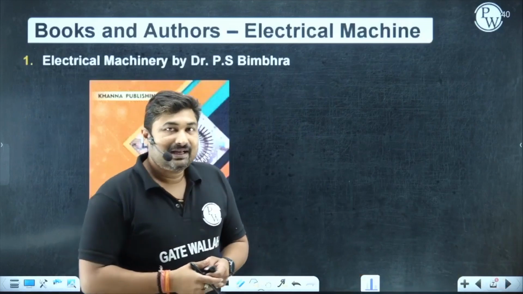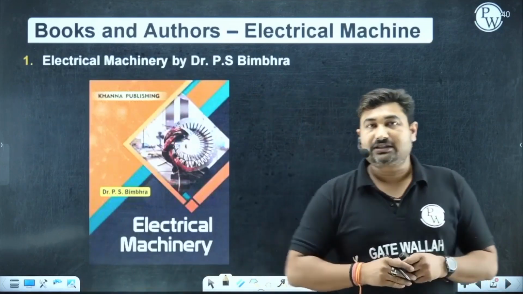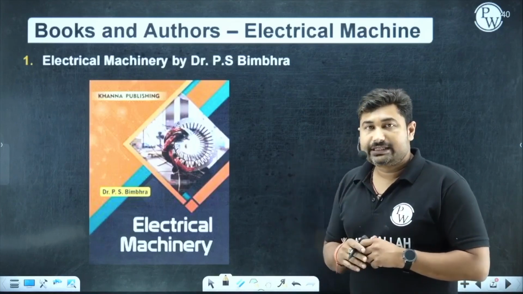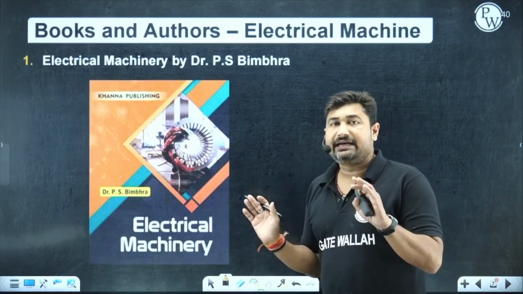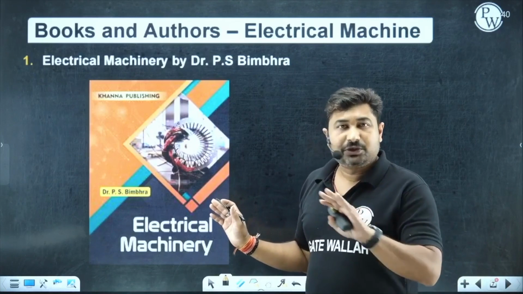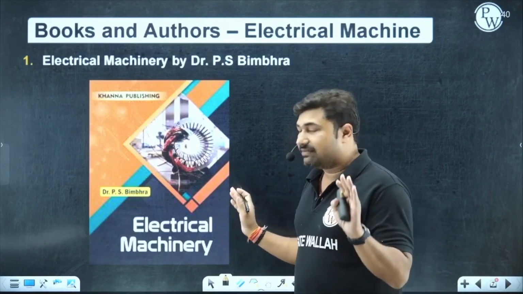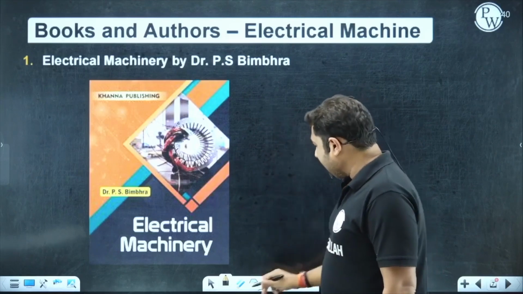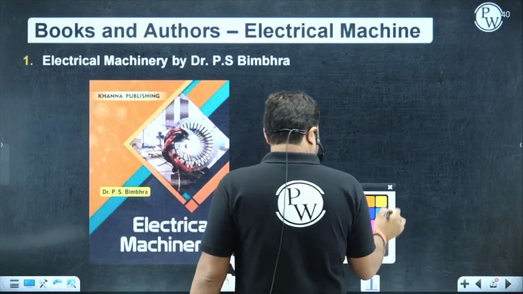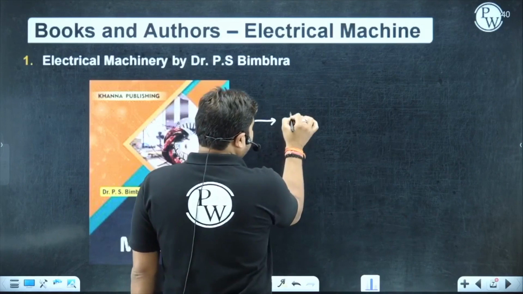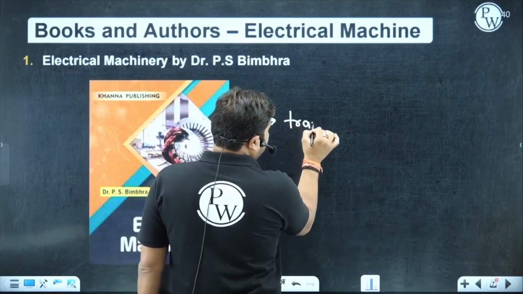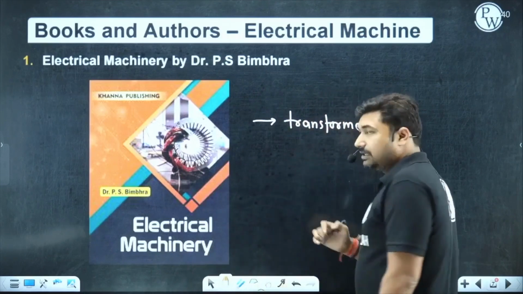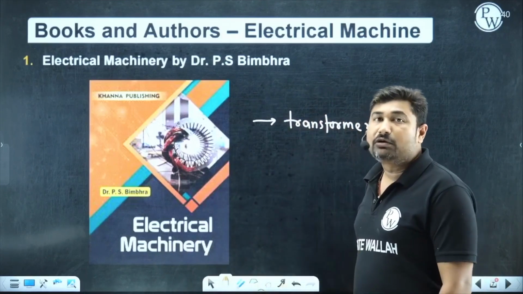Okay. Now, books and authors. Please observe, the most important book is P.S. Bhimbra. It is not needed that you buy this book. If you have this book, it will help you, especially for your static part and dynamic part. So this book is very good for transformer numericals. You only have to solve the solved numericals.